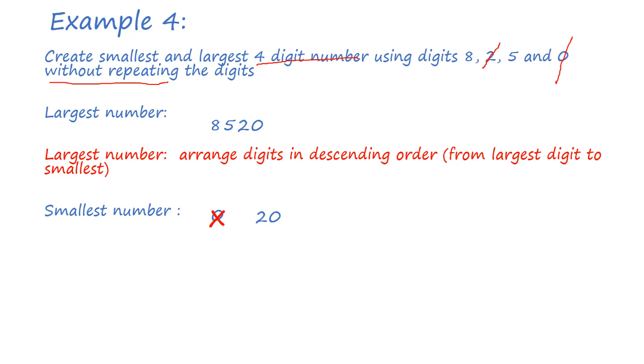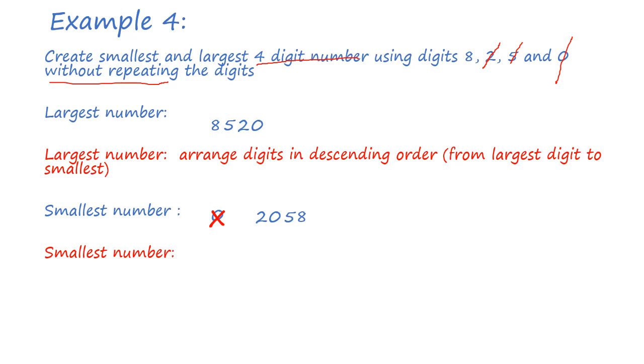For tens place, I have to put the smallest digit among the available digits, which is 5. So I'll put 5 here, I'll strike out 5, and now I'm left with 8, so I'll put it in the units place. So 2058 is the smallest number.